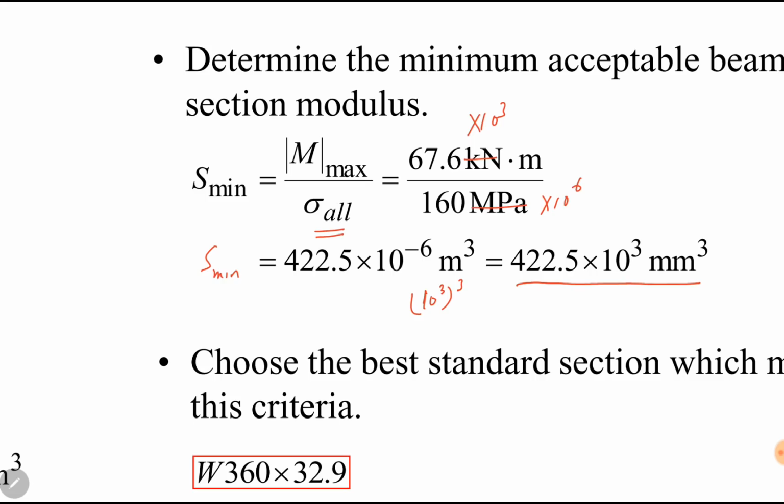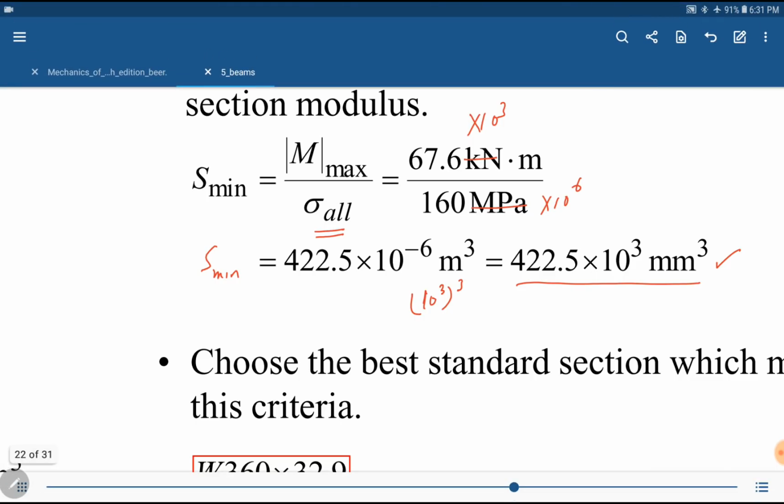Now I have converted it into millimeters because the values of section modulus in Appendix C are given in millimeter cube. I will go to Appendix C and find which beams.